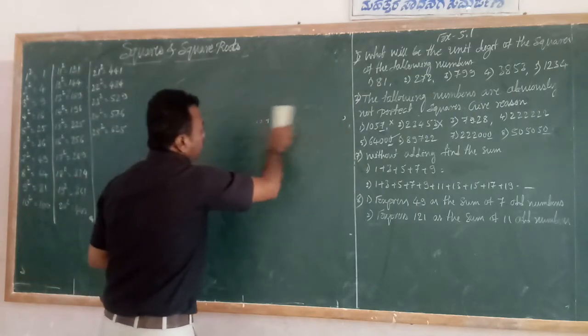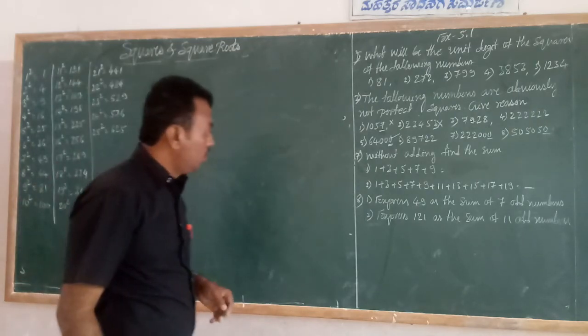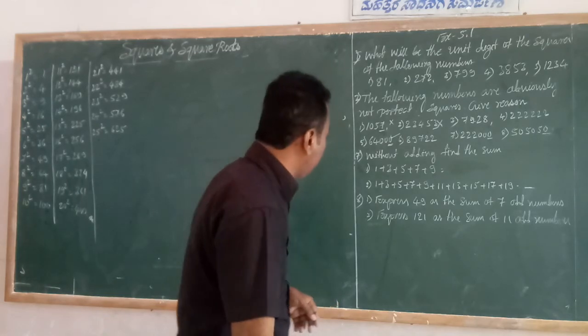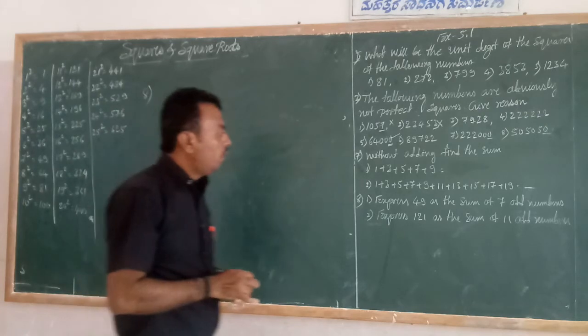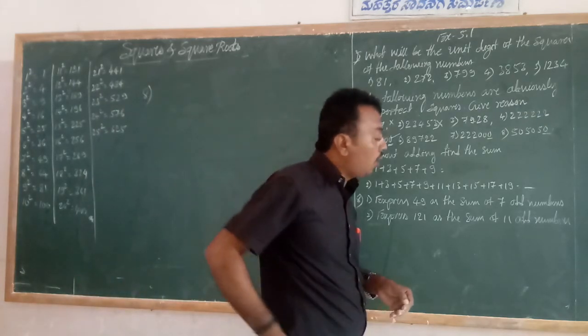Next one, students. I will go to question number 8. So what is that? Express 49 as the sum of 7 odd numbers.